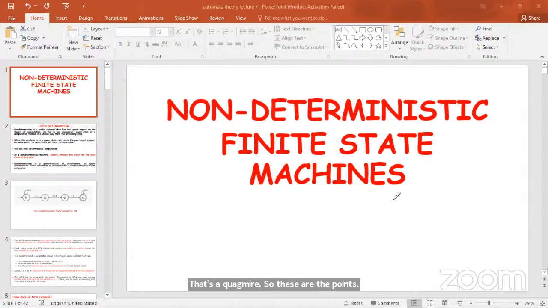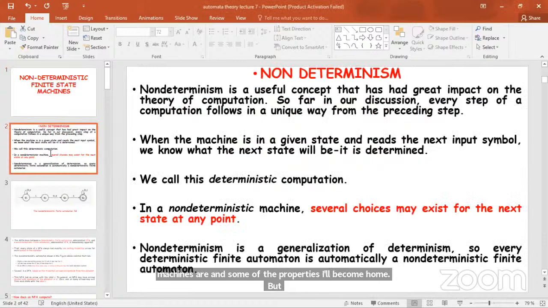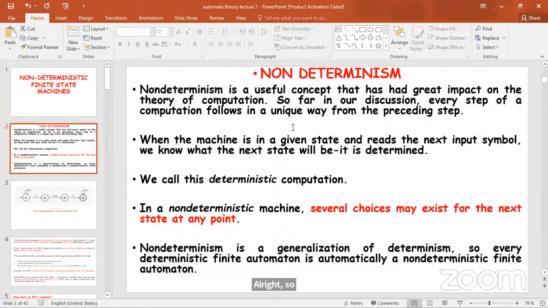So let's introduce ourselves to what non-deterministic machines are, and some of the properties, and how we can convert them to deterministic finite state automata. All right. So non-determinism is a useful concept that has had great impact on the theory of computation.